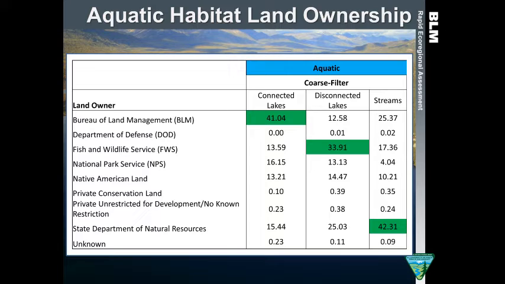What were the units on that table? Those are percentages, sorry. And then the green highlighted text is just the majority of that conservation element that is managed by that organization. So I just wanted to highlight that.